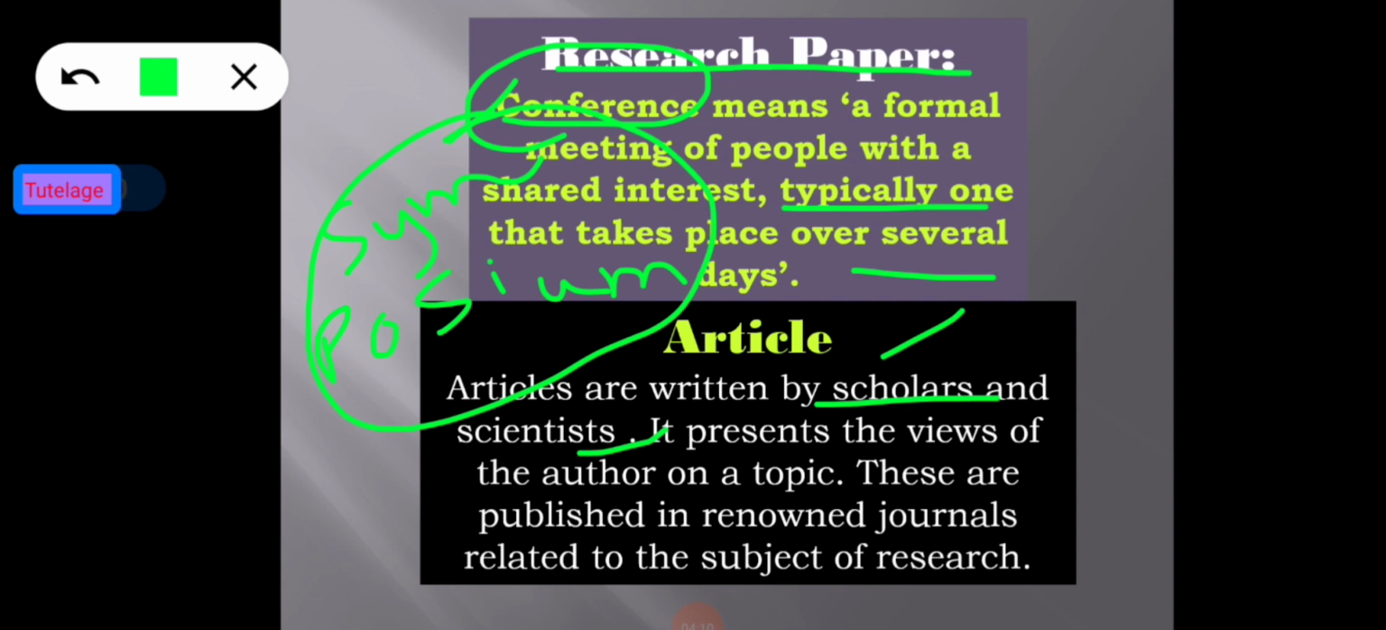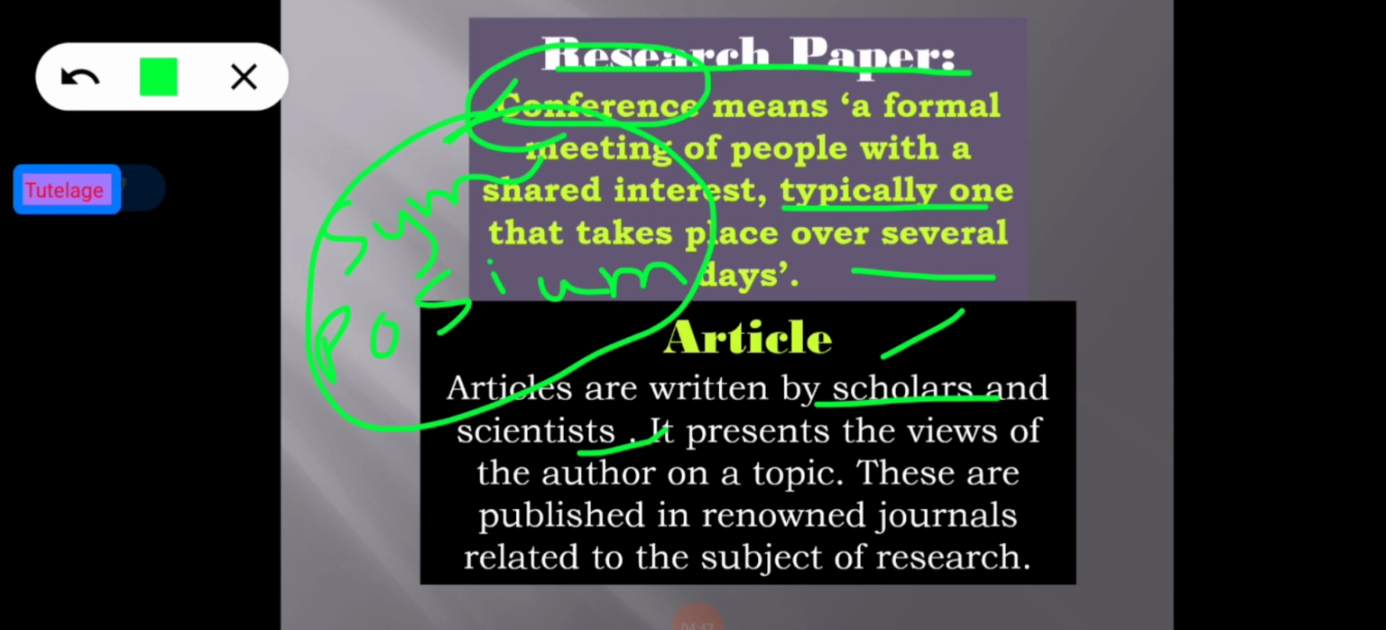An article is also related to research and presents the views of the author on a topic. These can be based on primary or secondary data. Another difference between an article and a term paper is that a term paper depends on primary data, but an article can be based on primary or secondary data, while a term paper cannot be based on secondary data. So that's why there is a difference between an article and a term paper. I think this is clear.